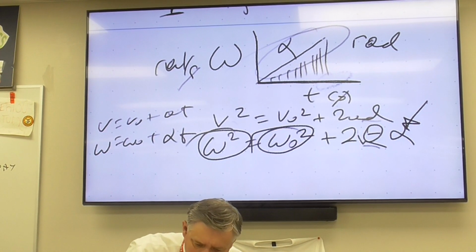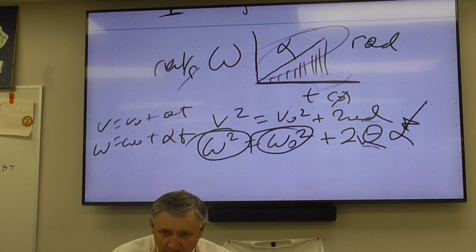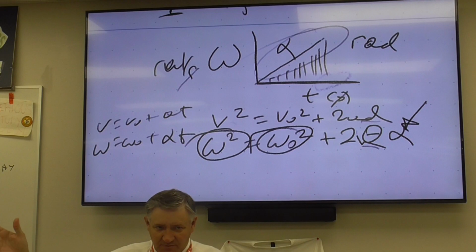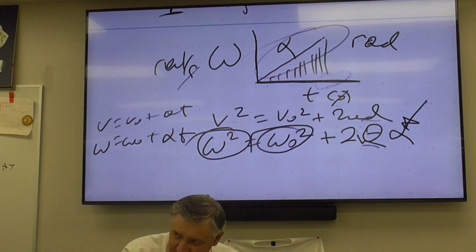Because it's based upon where it rotates. It isn't based upon where it is from the other one. It's based upon where it is from the point of rotation.